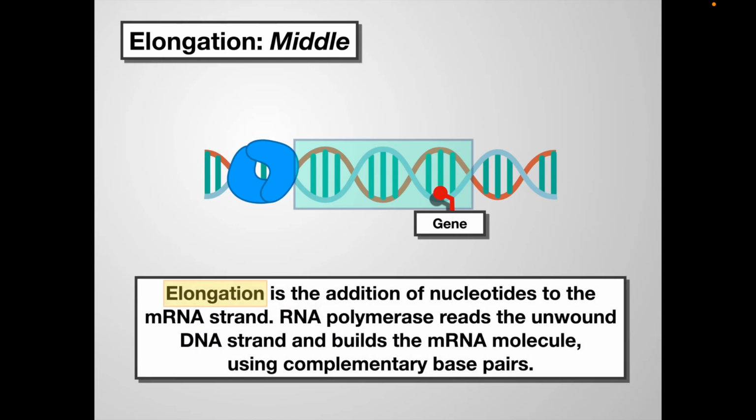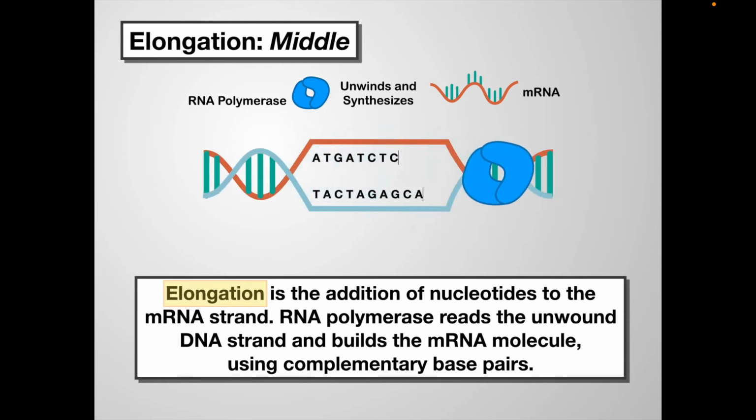This is the middle step here. Elongation is the addition of nucleotides to the mRNA strand. So RNA polymerase reads the unwound DNA strand and builds the mRNA molecule using complementary base pairs. So we're going from RNA polymerase here. We're going to unwind and synthesize the actual mRNA molecule from the gene, or the region in the DNA which our protein is being coded for.